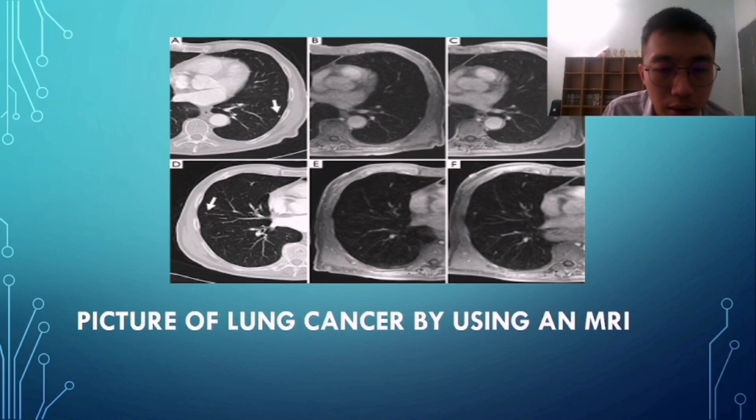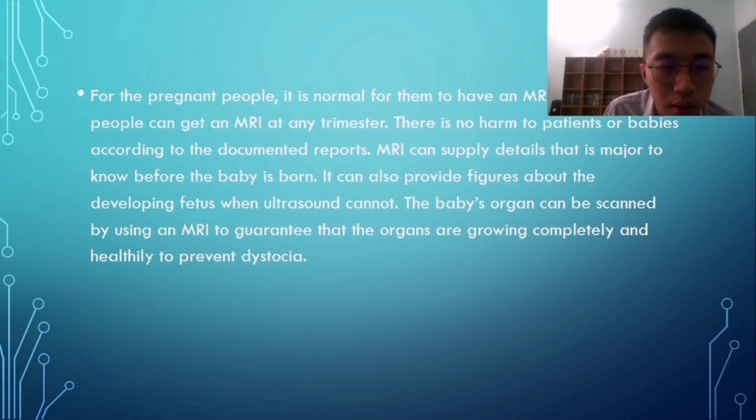This is a picture of lung cancer taken using MRI. For pregnant people, it is normal to have an MRI. Pregnant people can get an MRI at any trimester. There is no harm to patients or babies, according to the documented reports.